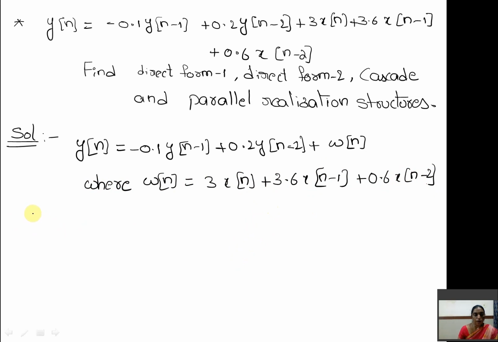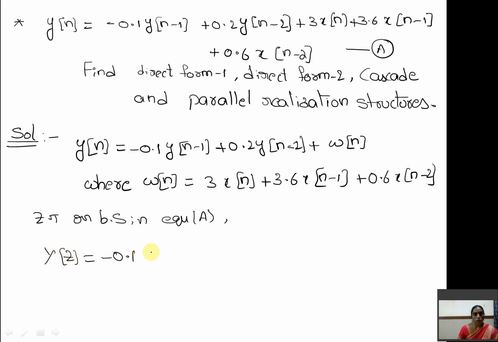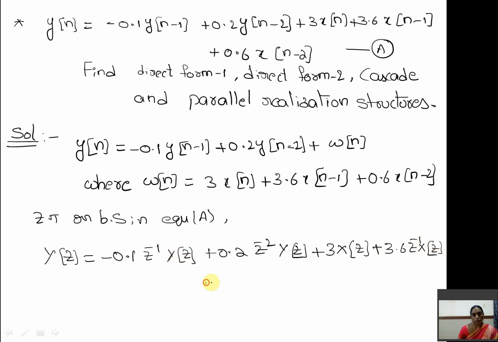Now if we apply Z transform on both sides in equation A, then y of z is equal to minus 0.1 z power minus 1 y of z. Of course you know that the z transform of y of n minus 1 is nothing but z power minus 1 y of z from the shifting property in the z domain. Then plus 0.2 z power minus 2 y of z plus 3 into x of z plus 3.6 into z power minus 1 x of z plus 0.6 into z power minus 2 x of z.